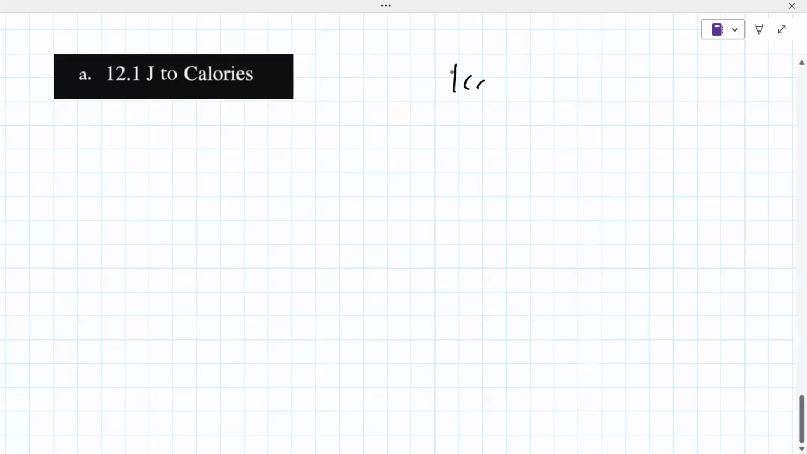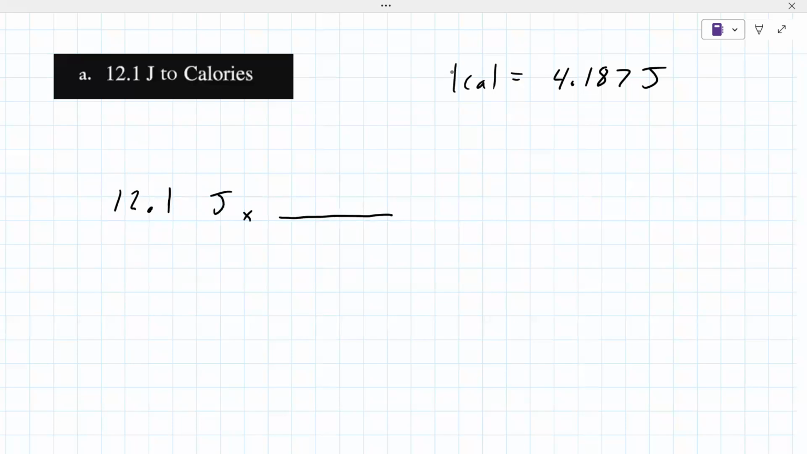What does 1 calorie equal? I need to go back to the beginning. That's okay. I'll put it here. I'm not trying to be difficult. No, it's okay, it's my fault. I wrote them all messy. So 12.1 joules. When you're doing a conversion, you put the same unit on the bottom as the top. So it's 4.187.